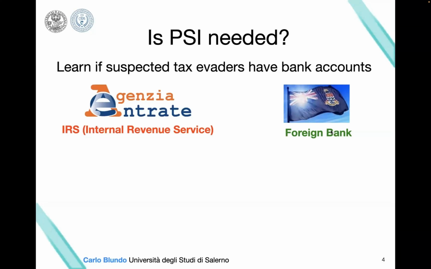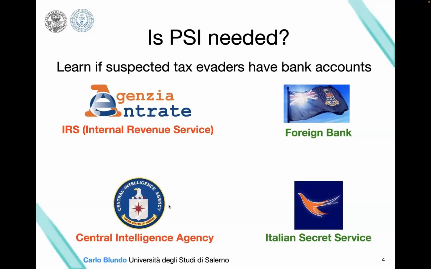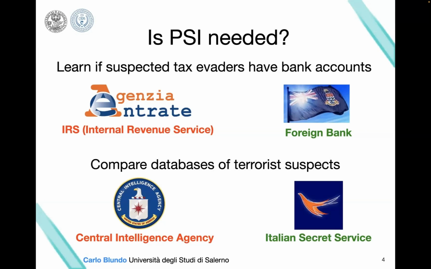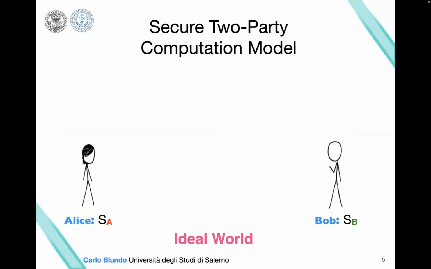Or another example, we have the Central Intelligence Agency, and we have the Italian Secret Service. They want to collaborate. They both have a database of possible terrorists, and they want to learn whether there is some terrorist in both sets. Obviously, they don't want to share the whole database, so they want to compute a function of their databases showing the elements in both datasets.